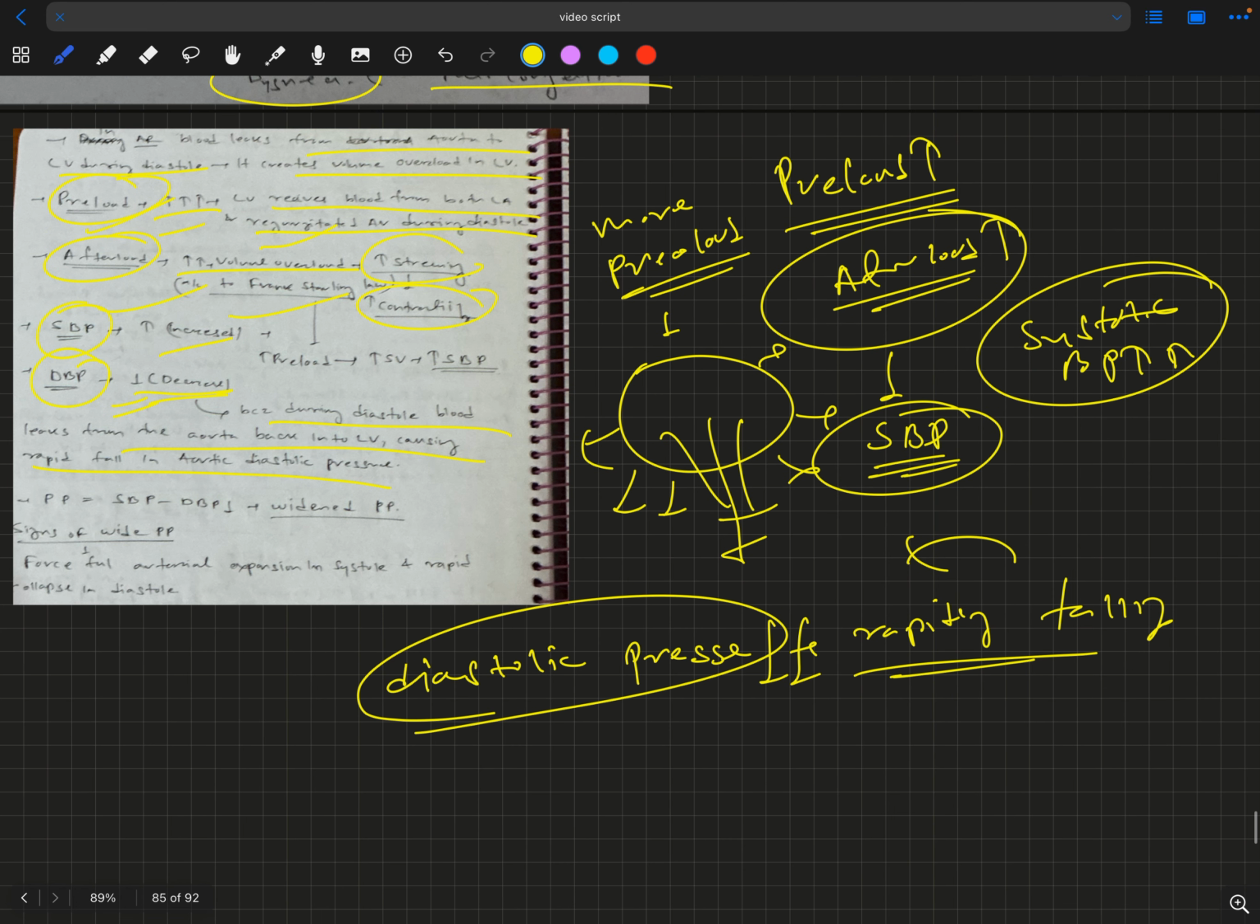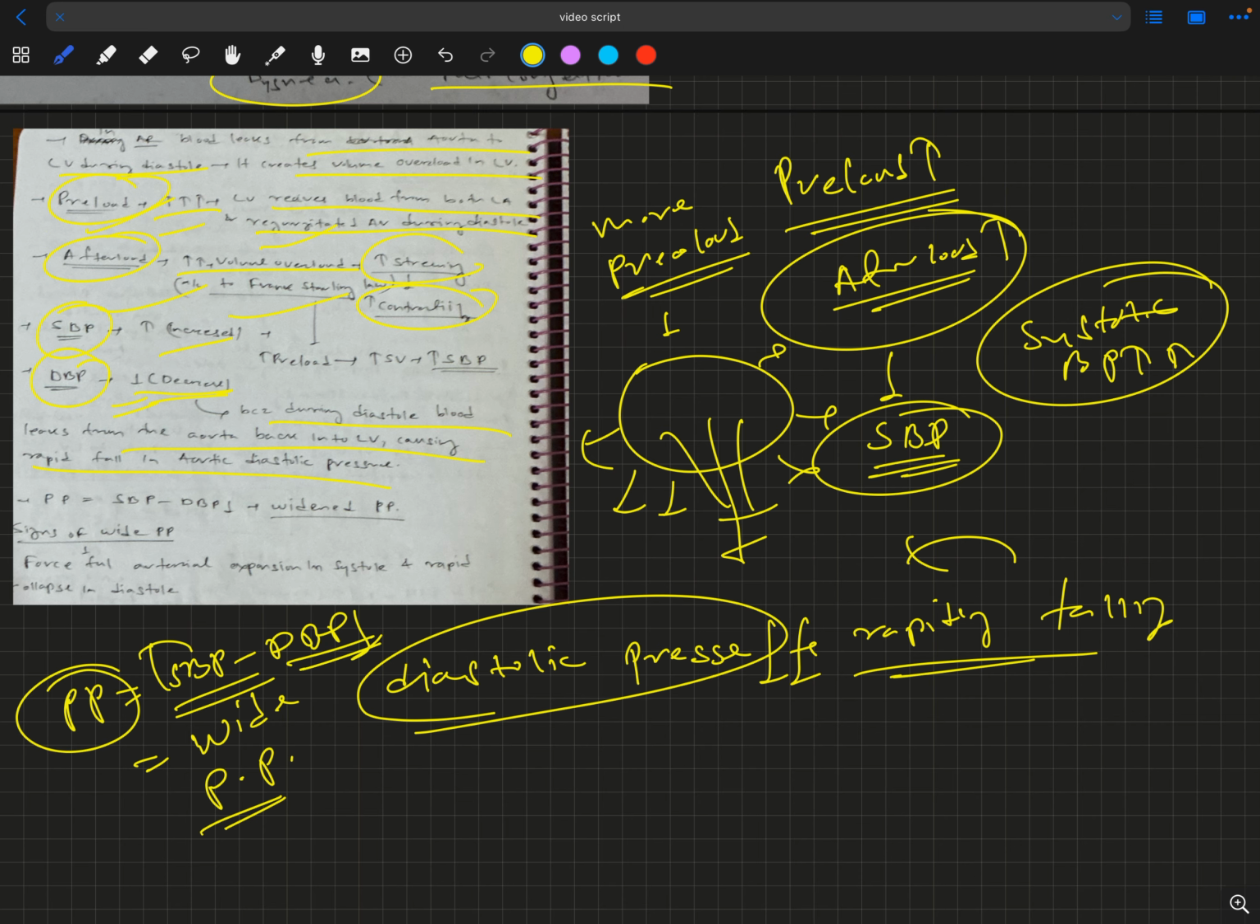So what happens to pulse pressure? Pulse pressure is SBP minus DBP. DBP is falling, systolic blood pressure rising, so there will be wide pulse pressure. But in case of AS, we saw narrow pulse pressure, because the systolic blood pressure was decreasing. But in case of AR, SBP is increasing, DBP is decreasing, that will lead to wide pulse pressure.